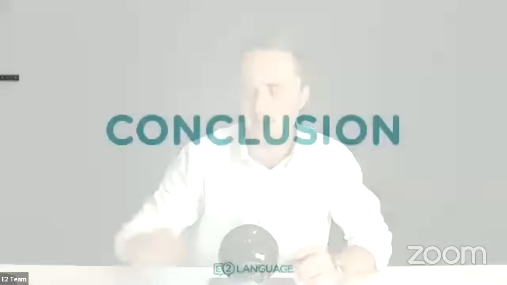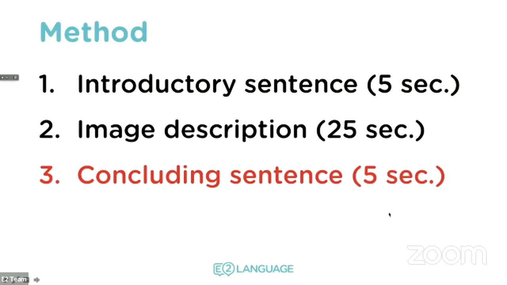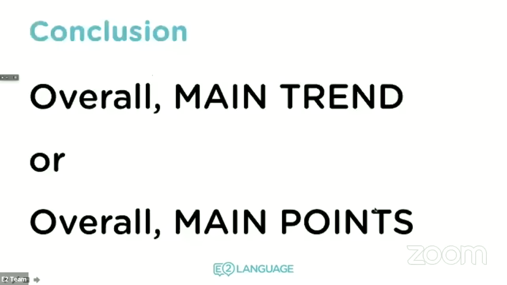Let's focus on the conclusion. The conclusion is a bit more straightforward. The conclusion or the concluding sentence should go for about 5 seconds. So now we're up to, after we've done the introductory sentence and the image description, we're up to 30 seconds. So we've actually got 10 seconds left, but let's just use 5 seconds to say one sentence that starts with the word overall.